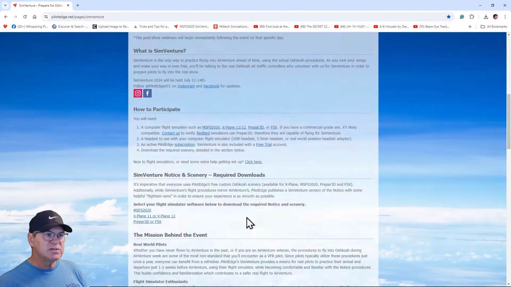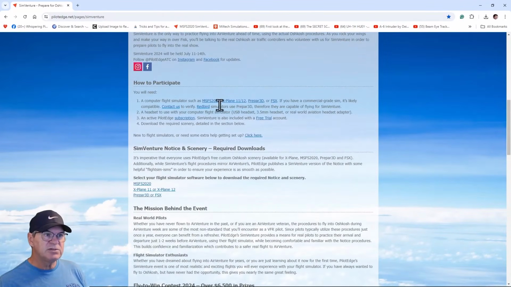Tells you what SimVenture is. It's 5 steps here. Make sure you've got one of the flight simulators with some decent power, a headset to use with your computer, and you want to be able to set up a mic button to push to talk if you need to. And then you need an active Pilot Edge subscription. So SimVenture is also included with a free trial account. So you can go this link right here and go to your free trial account. All right, and go ahead and get that just to see if you like it.